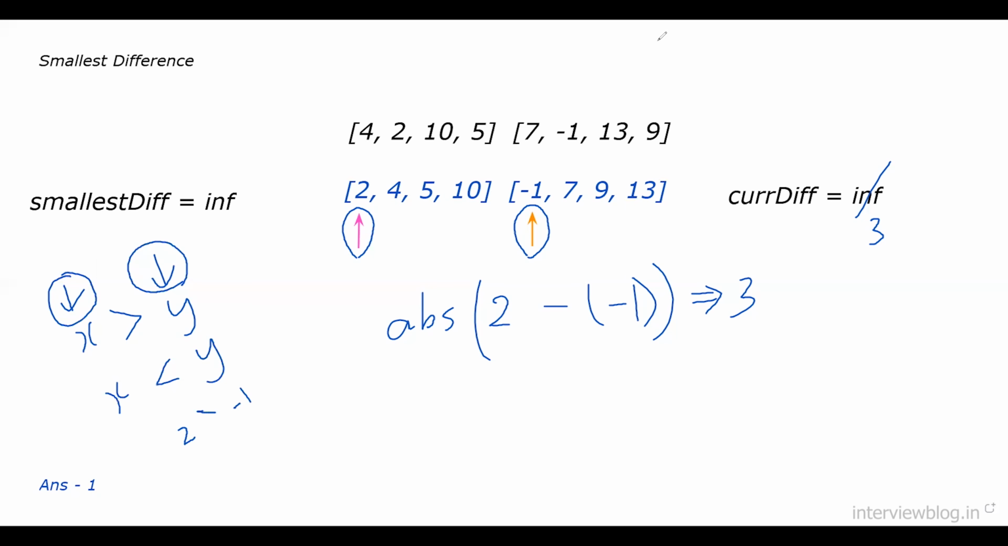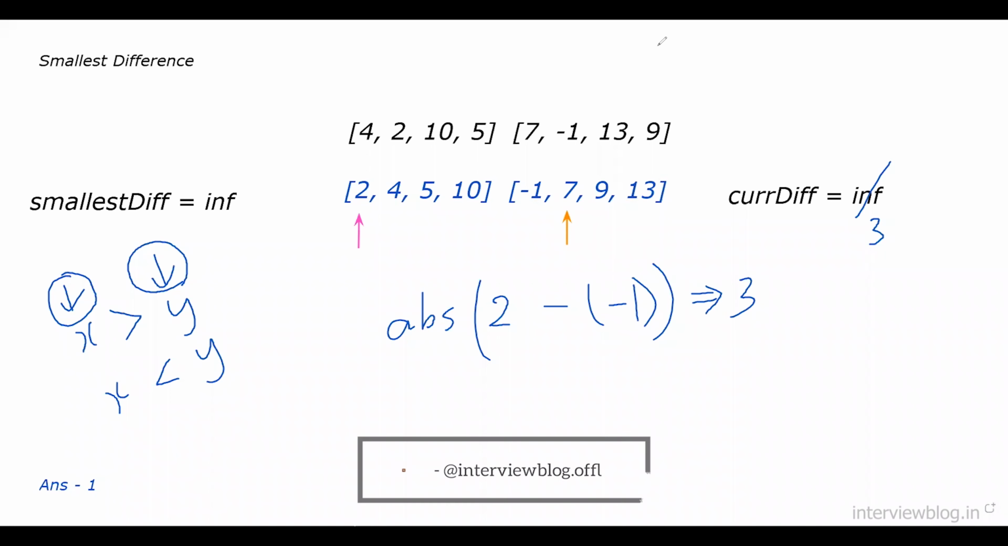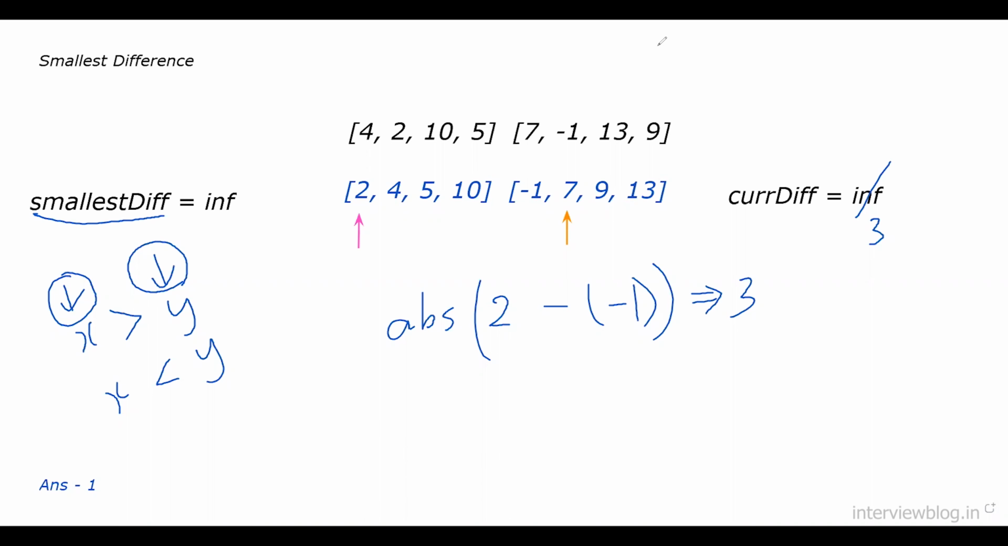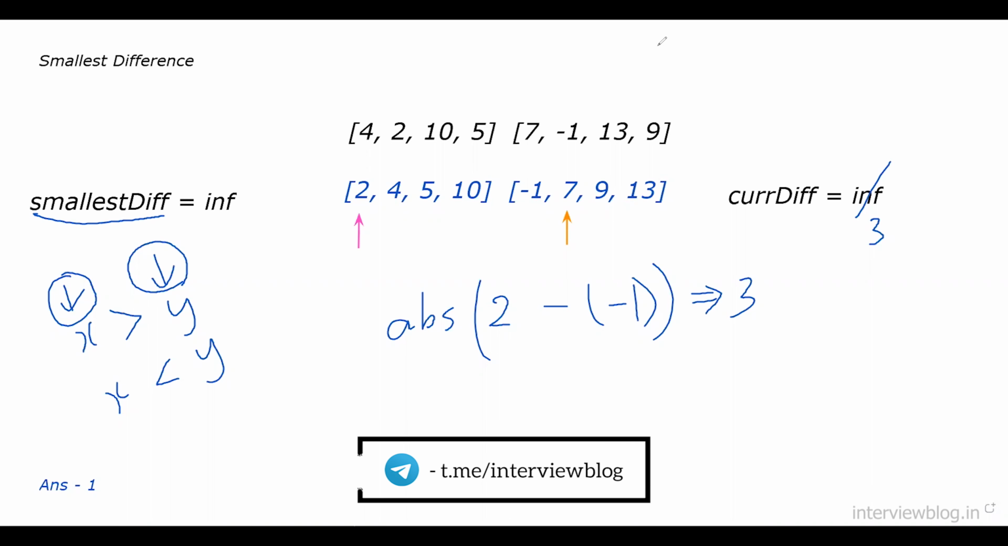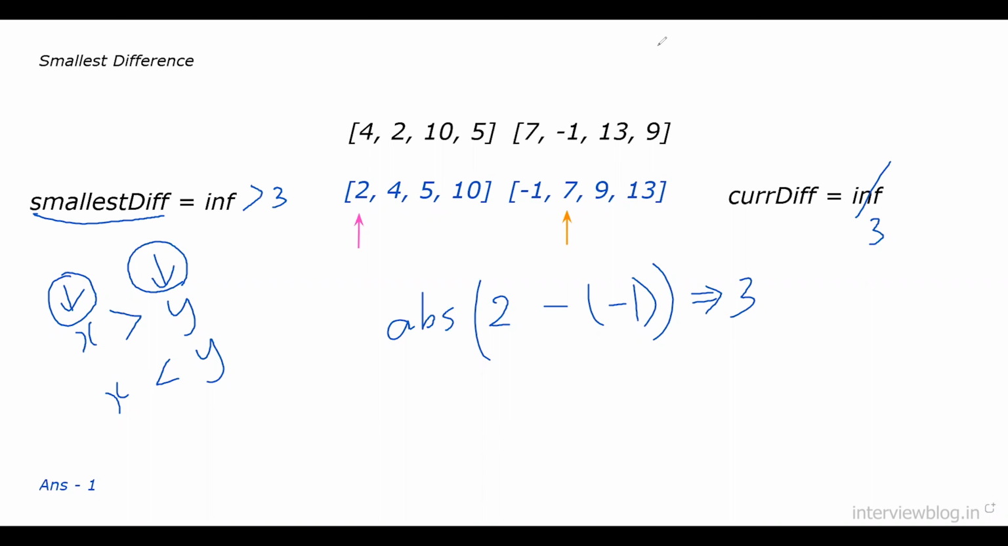Since -1 is less than 2, we will be incrementing the yellow pointer, that is the pointer that is pointing to the second array. So our yellow pointer will now point to the element 7. After incrementing the pointer, we need to update our smallest difference if our current difference is less than our smallest difference. And since infinity is greater than 3, that is our current difference 3 is less than our smallest difference, we'll be updating our smallest difference from infinity to 3.